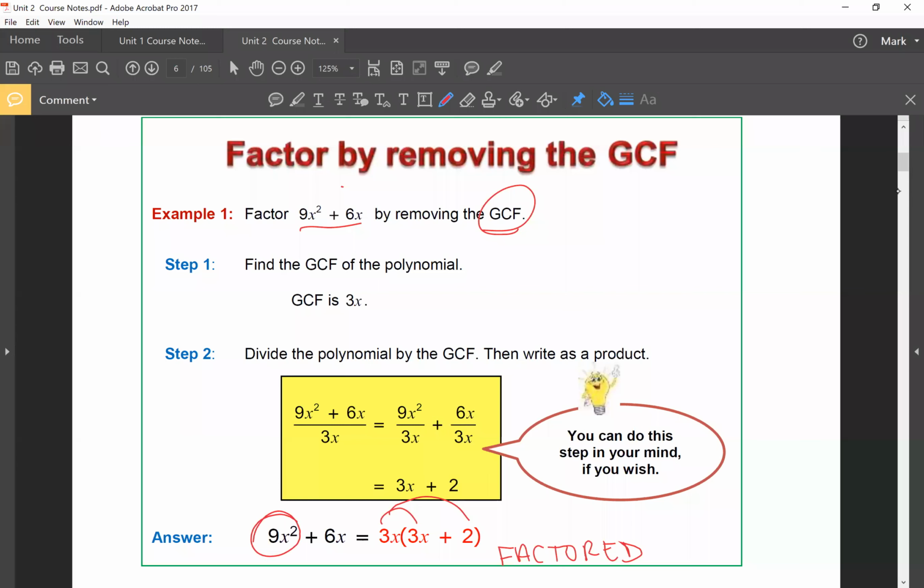3x times 3x is 9x squared. 3x times 2 is 6x. So what factoring does is we remove the GCF, and when I say remove, I mean divide. We divide the initial polynomial by the GCF, and we write them side by side.